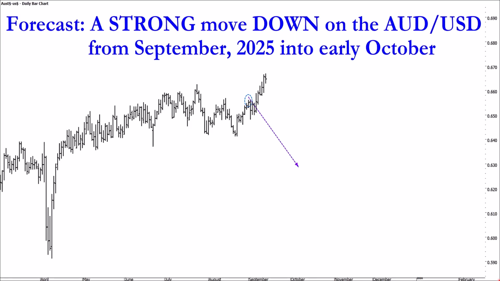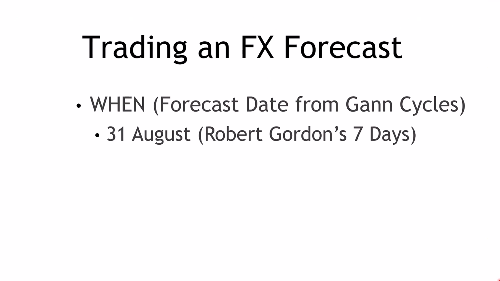So as an example of a forecast, I've been looking for a strong move down on the Australian dollar US dollar from September 2025 into early October. So at the end of August, early September, I was looking for a top and looking for the market to run down. So far, we've actually had a pretty steep move, but it's been to the upside. Now, in this case, the forecast that I had for the top was for the 31st of August. That was based on a cycle from Gann's book, The Tunnel Through the Air, called Robert Gordon's 7 Days. Now, that cycle was telling me that the Australian dollar US dollar was due for a strong move down in September. That hasn't happened yet.